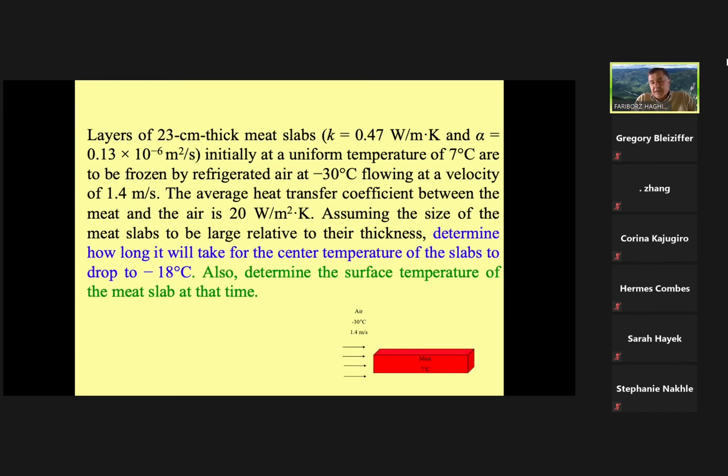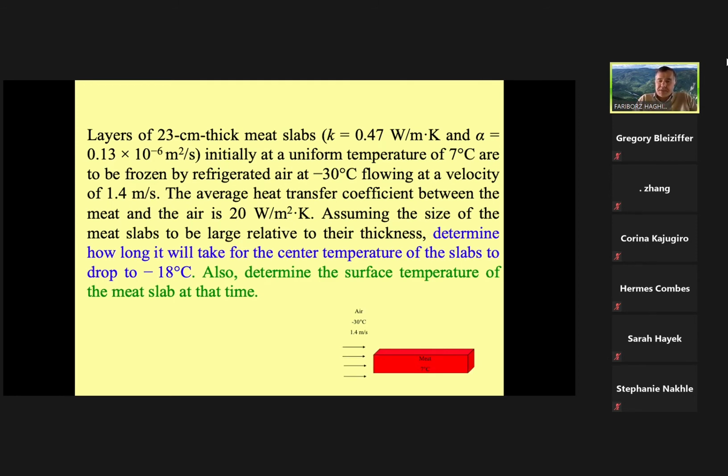It's dealing with time because the temperature changes as a function of time. Therefore, we have to find out which category it belongs to. Can I assume the internal resistance is negligible? It means the temperature everywhere is the same, or I cannot ignore that. If I assume that the internal resistance to conduction is negligible, I can use the simplified equation.